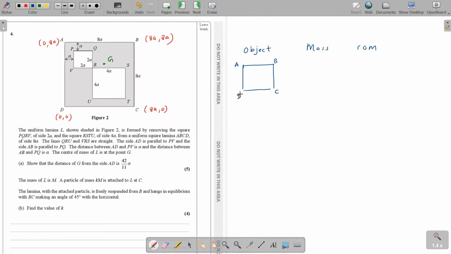Mass is proportional to the area in a lamina. So 8A into 8A, how much is the mass? 64A square. The center of mass of this big square is exactly in the middle, so it's 4A, 4A. I'll write both x and y coordinates at the same time. You'll fill it, so it's easy for us. And the next one.